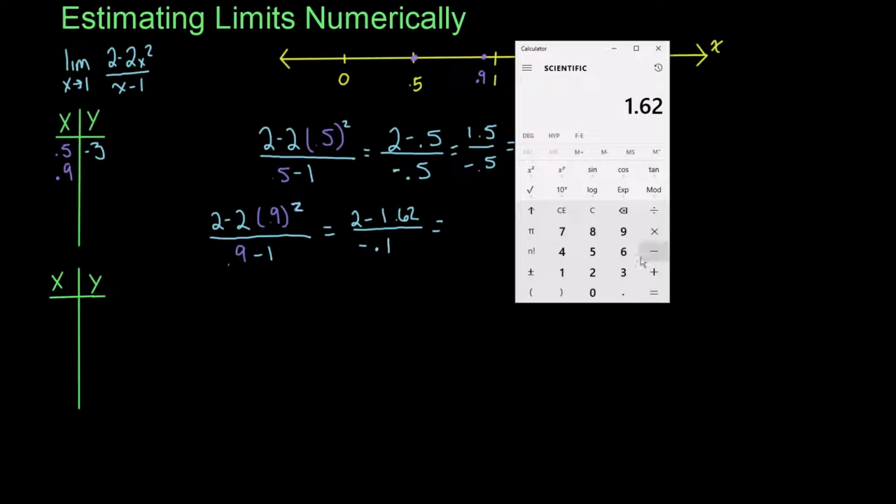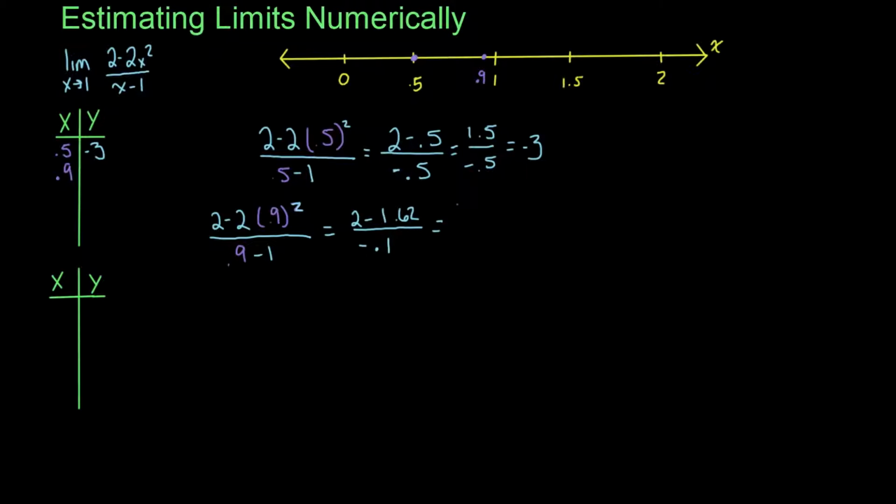And then let's just put this through our calculator. So we have 2 minus 1.62 equals, let's divide this by negative 0.1. And we get negative 3.8. Excuse me. Alright. And let's go ahead and just do one more value. And this time, let's pick something really, really close to this 1. So let's pick this point here, which is 0.99.